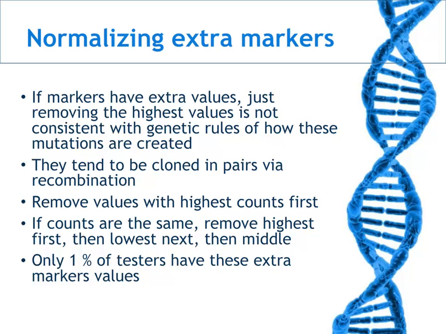First of all, you have to remove the values with the highest counts first. So if you have one marker value that's repeated 5 times, you take one out of it, and then you look at them all again. And if there's the same one again, you take out another marker value. You keep on doing that until they're all the same. And then you start on the high, low, and middle, taking out at the next level until you're down to the desired amount. Now this only affects 1% of the testers, so it doesn't have to be done that often.